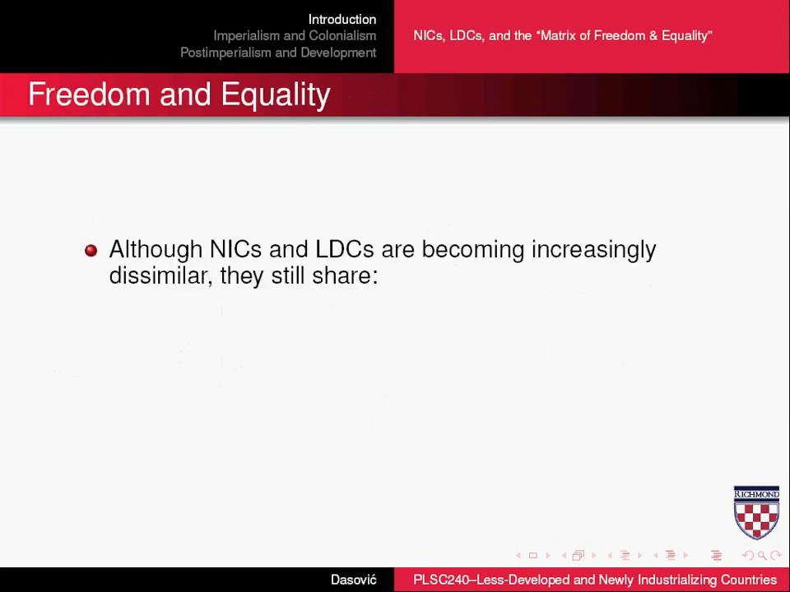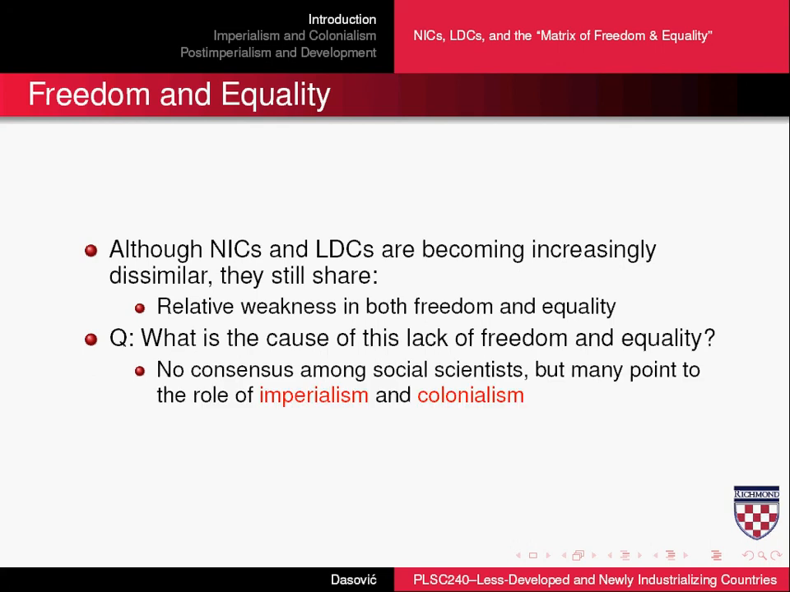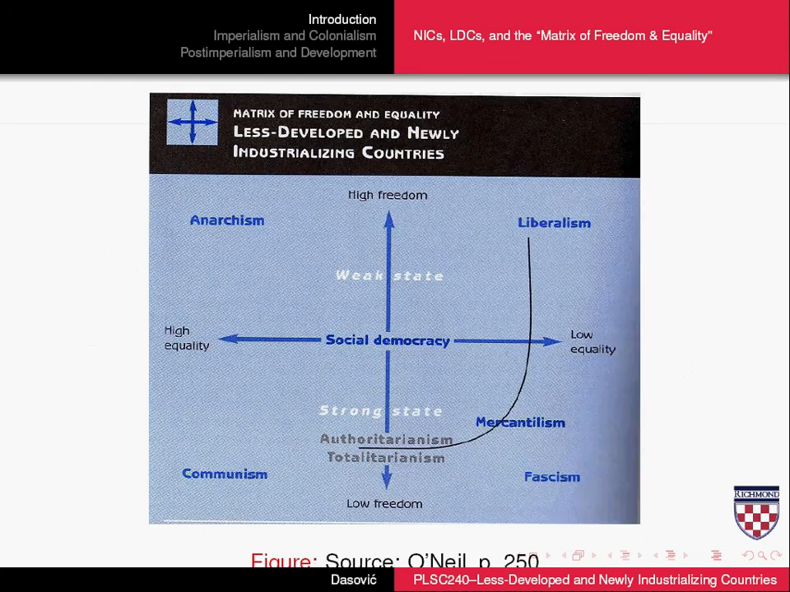Okay, so the matrix of freedom and equality, while NICs and LDCs are becoming increasingly dissimilar, as I mentioned before, they still do share relative weaknesses in both freedom and equality. Okay, and so what is the cause of this lack of freedom and equality? Well, there's really no consensus among social scientists, economists, political scientists, etc. But many point to the historical role of imperialism and colonialism, and the role that that has played on these societies. So let's take a look at this.